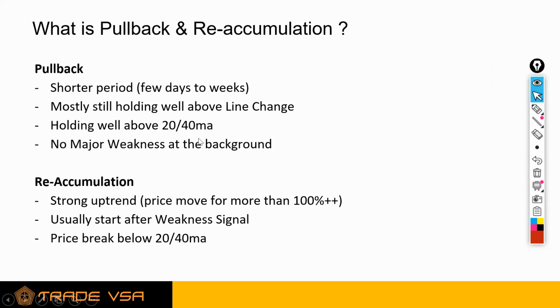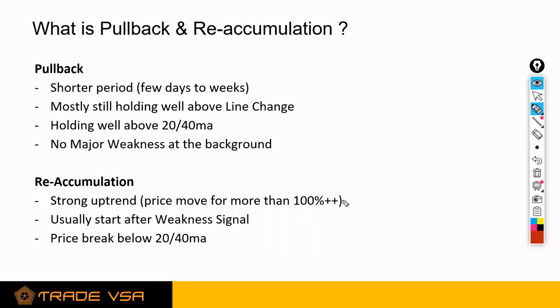Now, a few more things. What is the difference between pullback and reaccumulation? Reaccumulation and pullback happen in the same market stage. Whenever we mention pullback, as Sifu Fu mentioned as well, it has to come with some sort of uptrend. If there's no uptrend, there's no pullback, because price doesn't go up and retrace. Pullback happens after the LC bar, the line change bar, which is potentially an uptrend as well.